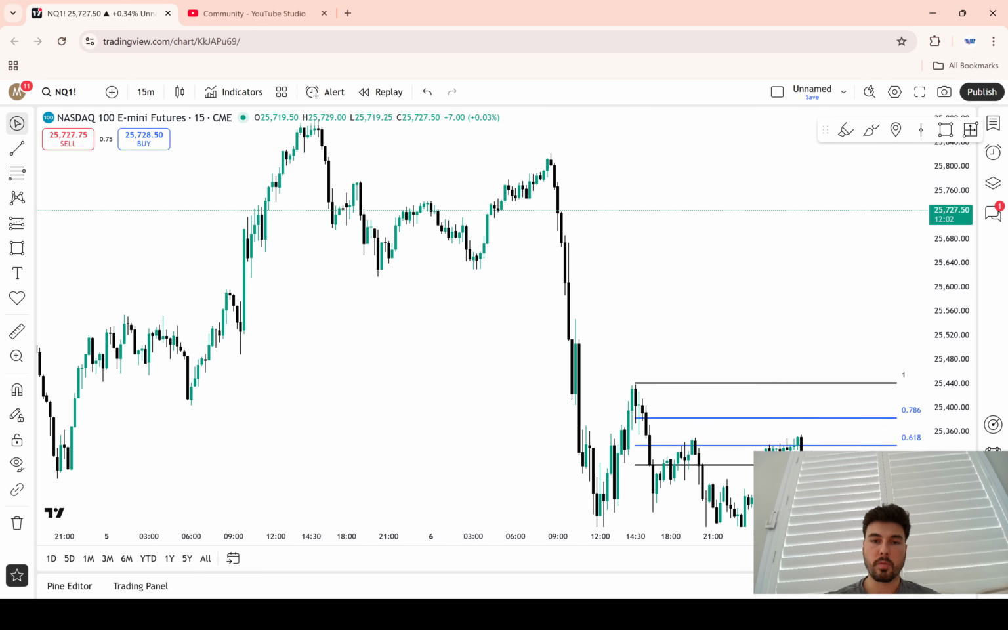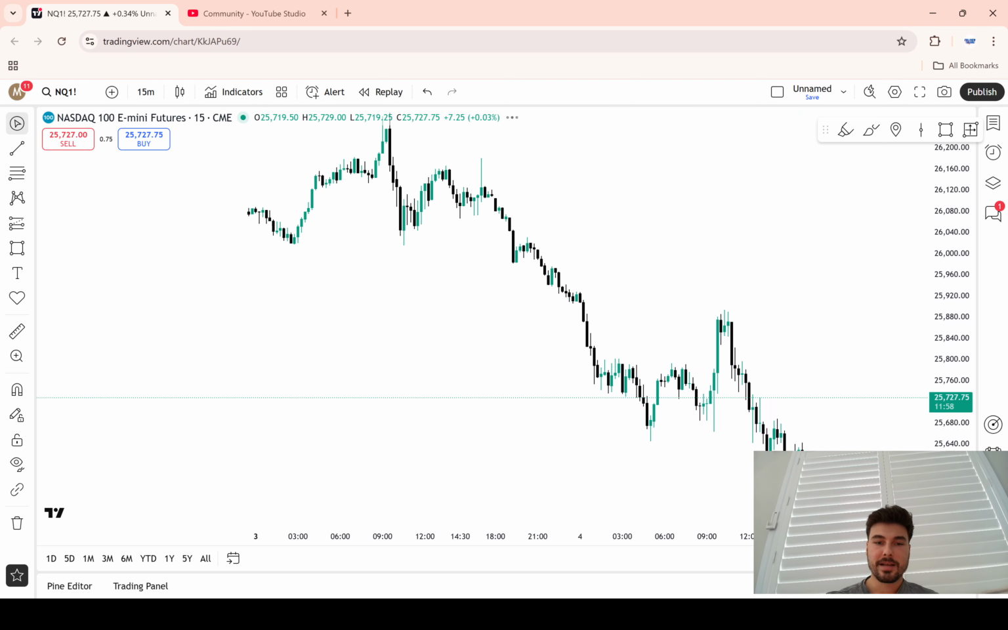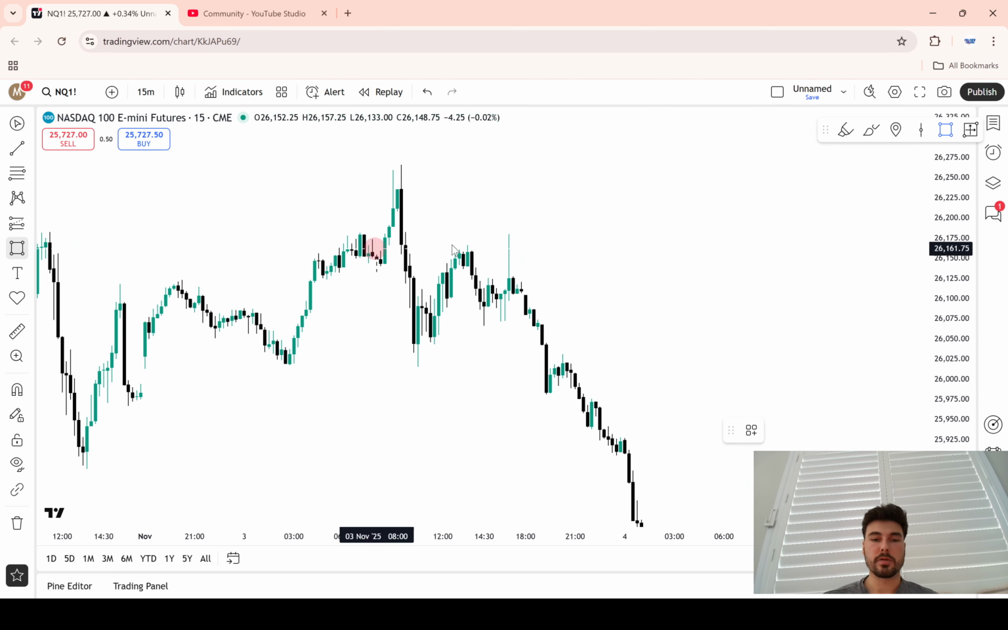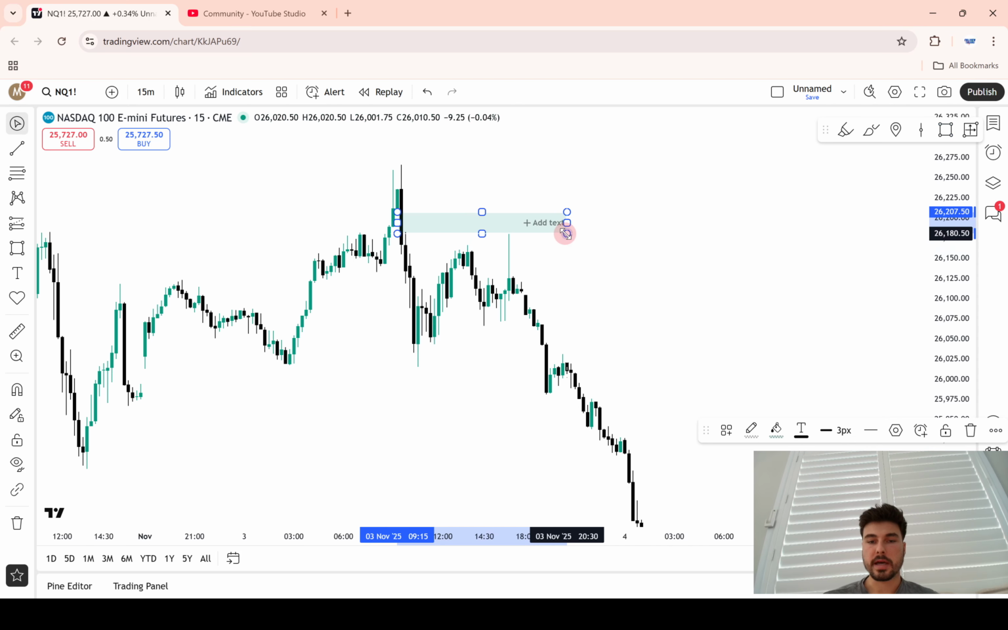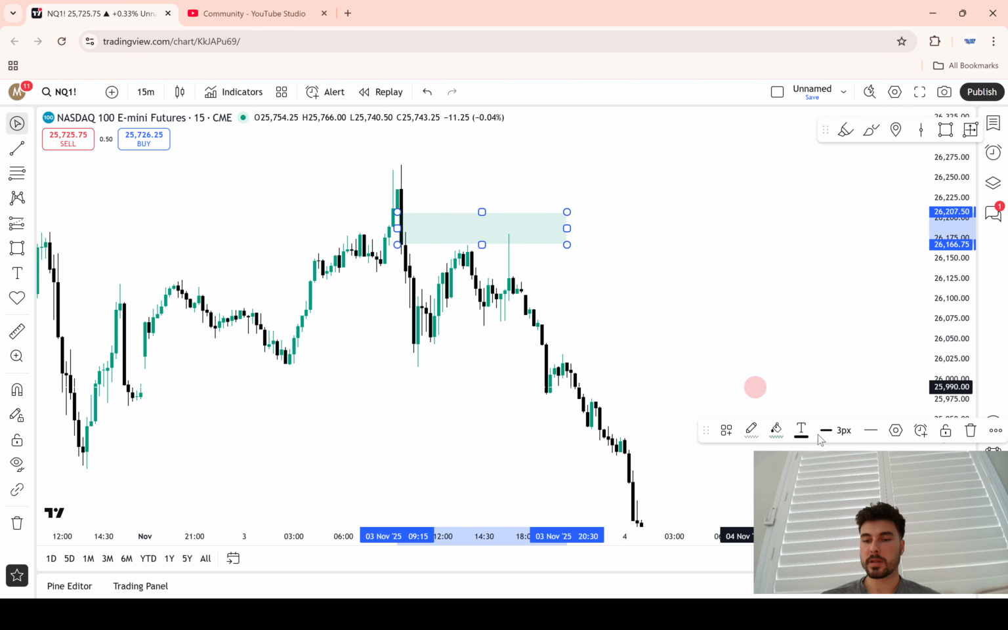I'm just trying to find one with a wick so we can use that. It's been pretty bullish lately. Let me just try to find one here. Yeah, so the same thing here. So say we have a fair value gap here on the bearish side. Like that, you can see our price. We've got a volume imbalance there too. I'm including that space between the wicks.